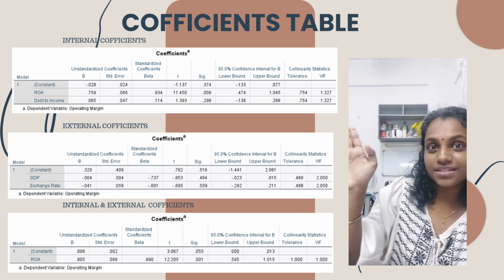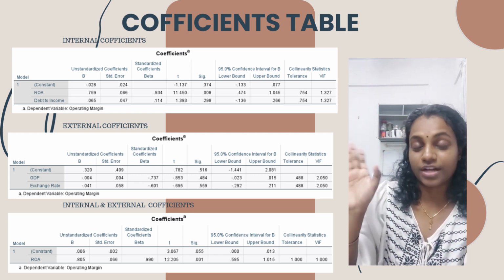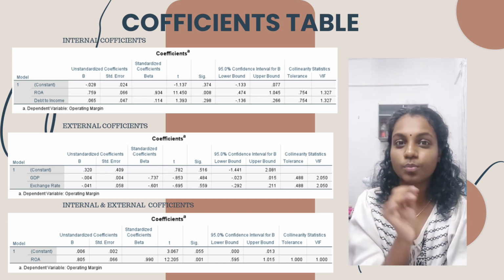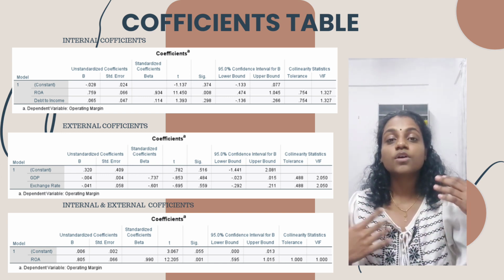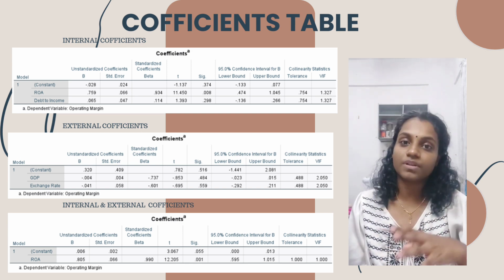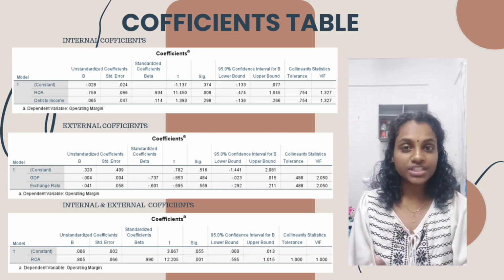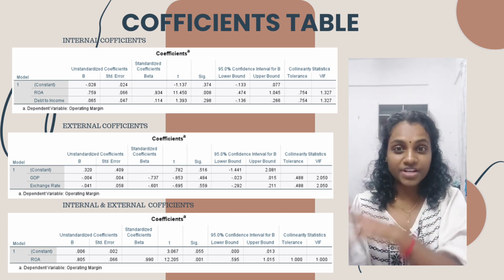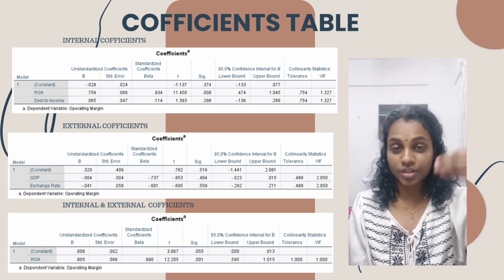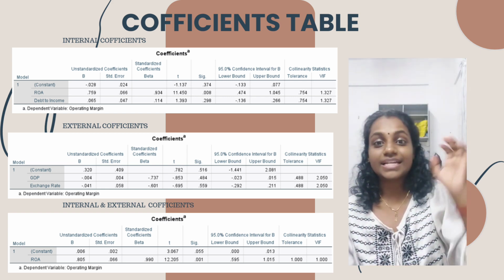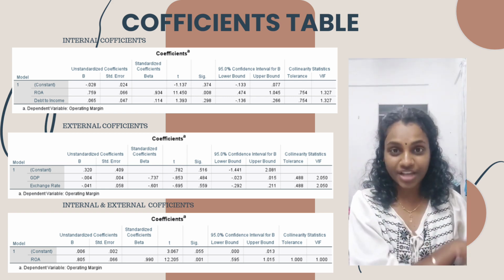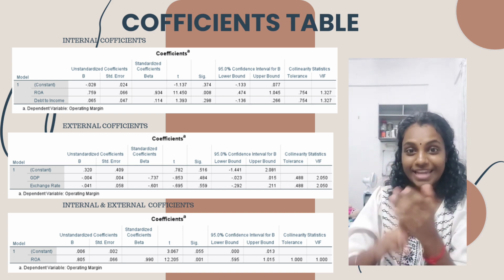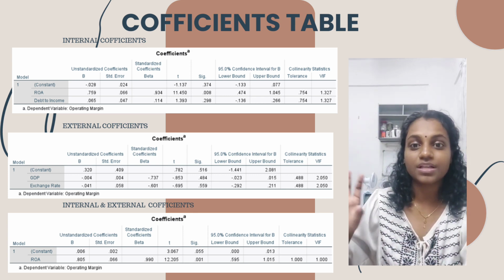This external coefficient data underscores Lenovo's sensitivity to broader economic conditions, with contracting GDP and unfavorable exchange rate movement posing potential challenges to its financial performance. This aligns with the economic principle emphasizing the critical link between macroeconomic indicators and corporate financial health. And now let's move to the internal and external both data of the coefficient table.